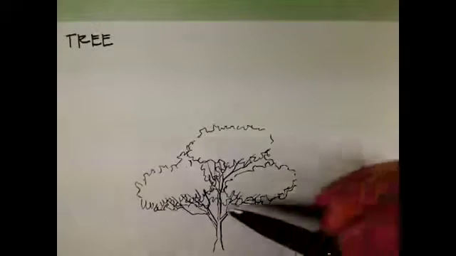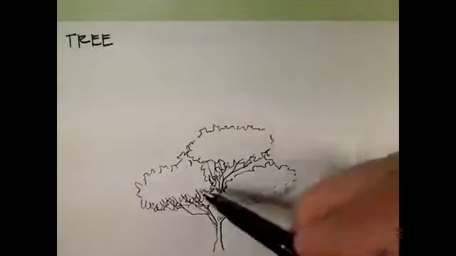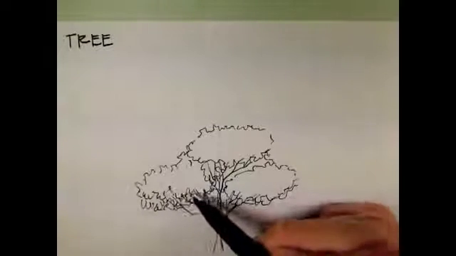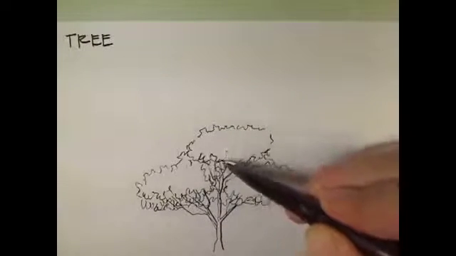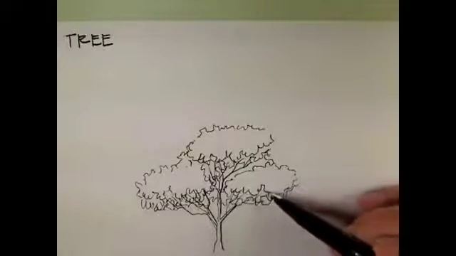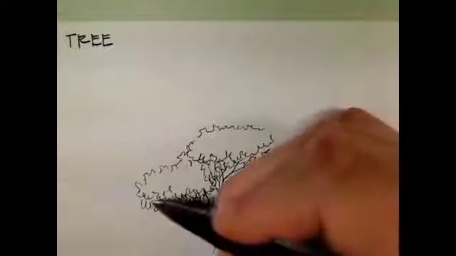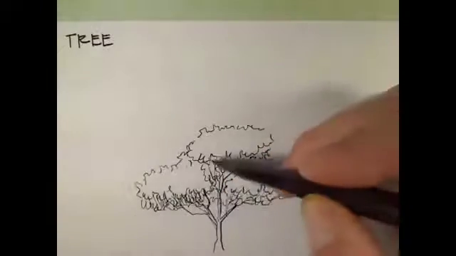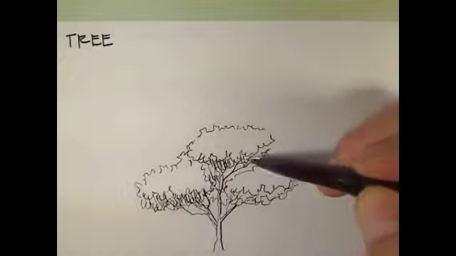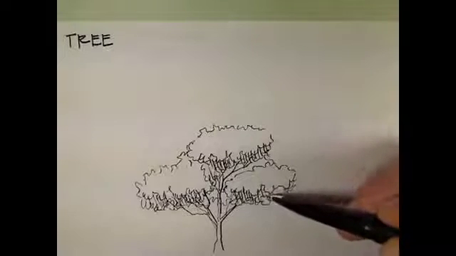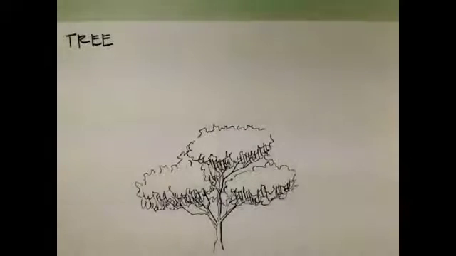All right. So I've got this in. I'm going to add just a little bit more texture in this along the bottom edge. And I'm going to sketch in some little texture shadow lines. And this is only one of many different ways that I typically draw trees.